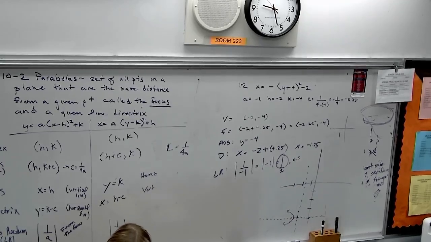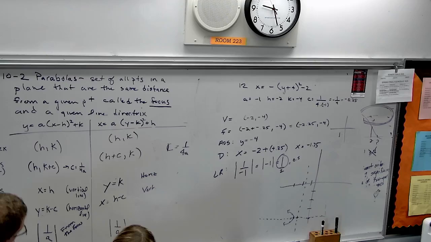So now that's going to change. Our focus is going to be K plus C, so it's negative 1 plus negative 1, which is negative 2. That makes a lot more sense. And then my directrix would be 0.